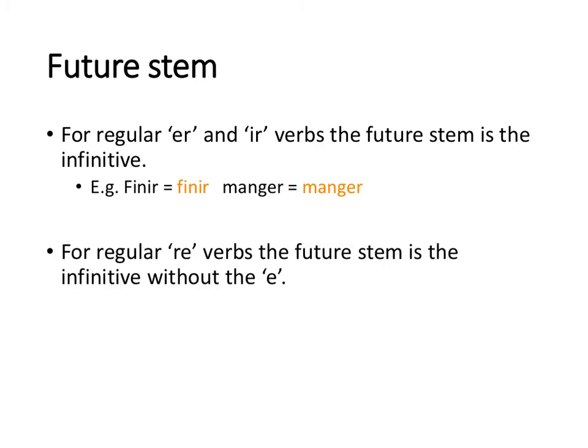For regular RE verbs, it's a little bit more tricky. The future stem is the infinitive without the E. So for instance, attendre goes to attendr without the E. Répondre goes to répondr without the E on the end. Because we need to have the R at the end of the future stem, otherwise we've done it wrong.